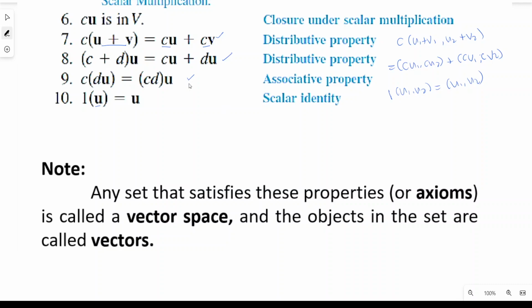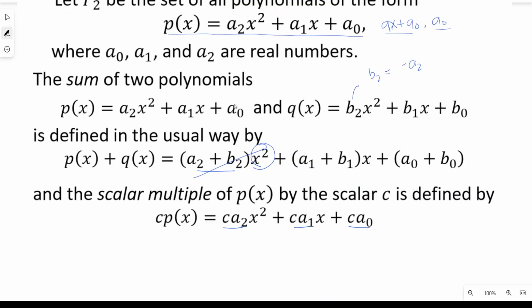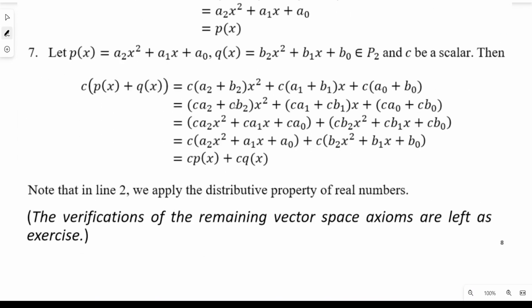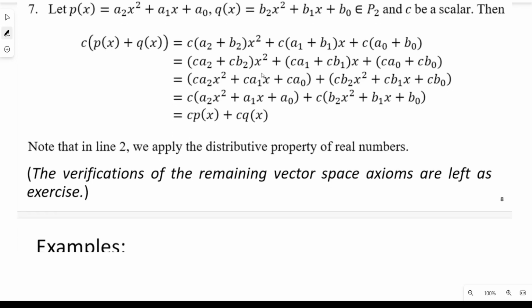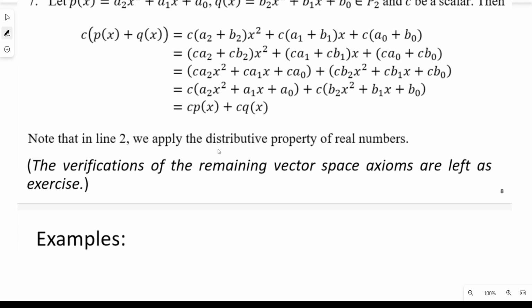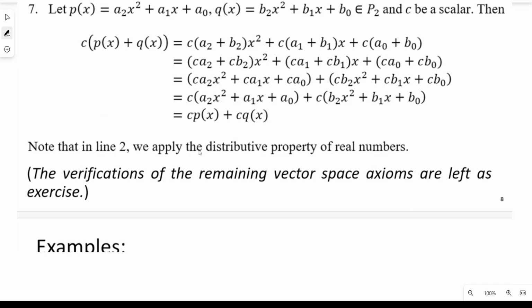So similar for this one as well. It's easier to show. And also for the scalar, it would just be your ordinary number 1 multiplied to P. It would just be the same. So it will hold for all. Rather, your set satisfies all the 10 different axioms, so the space of polynomials of degree 2 or less will be called a vector space. And the elements and the vectors in this vector space are the polynomials itself.